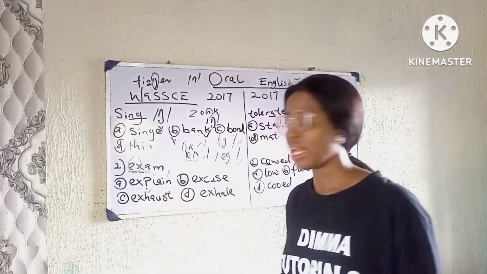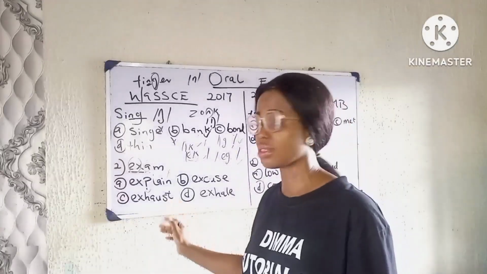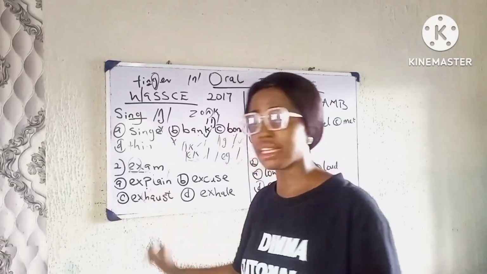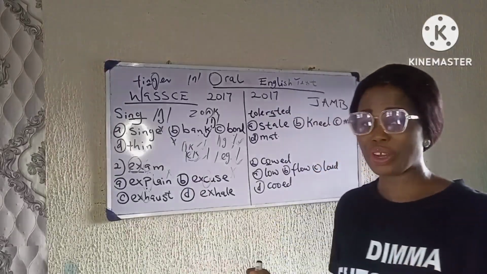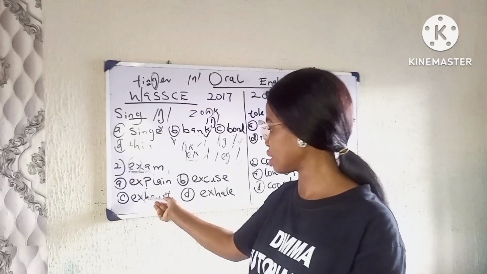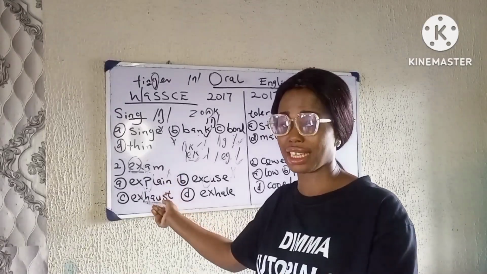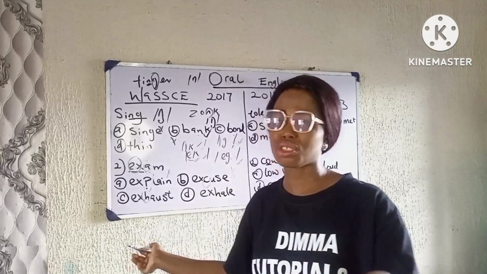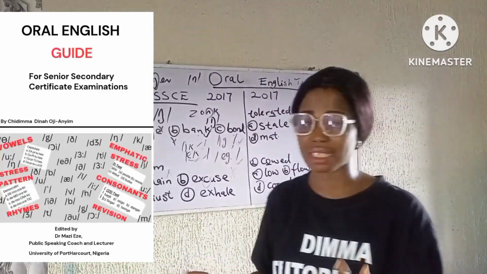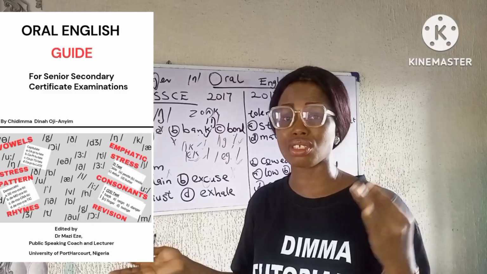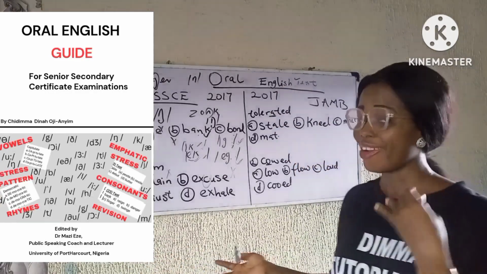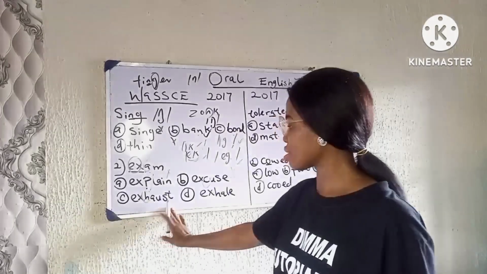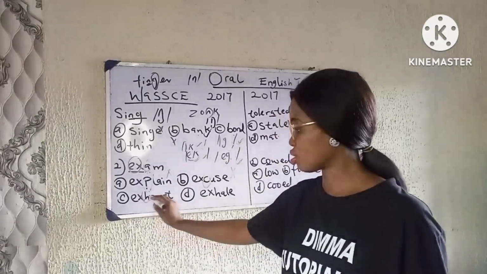Now option C. Now can you pronounce this word? This word is pronounced exhaust. Now the h here is silent. That is a tricky one. If you did not already know that the letter h in exhaust is silent, you might get confused here. So you should learn all these things and make sure you get Oral English Guide for Senior Secondary Certificate Examinations, written by me. So make sure you get it. And now exhaust, this h is silent, it's not pronounced.